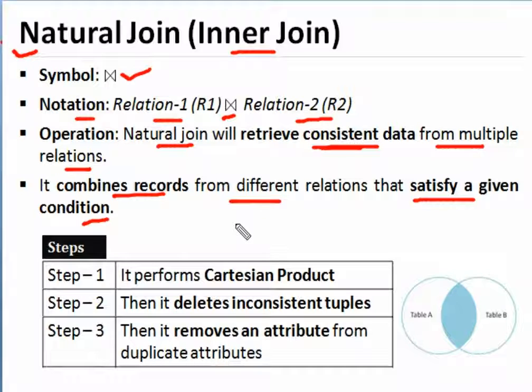So how does natural join internally work? The first step of natural join or inner join is that it performs a Cartesian product. Cartesian product we have already seen in the previous slide. In the Cartesian product we have a sum of attributes and multiplication of tuples. The second step is that it deletes inconsistent tuples.